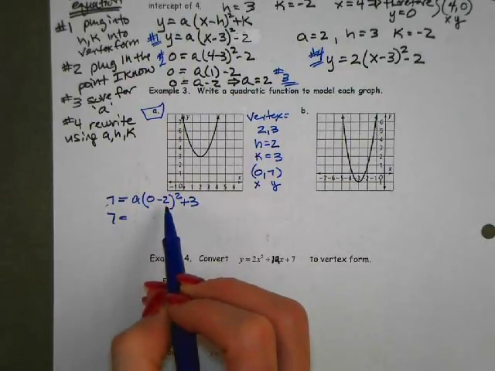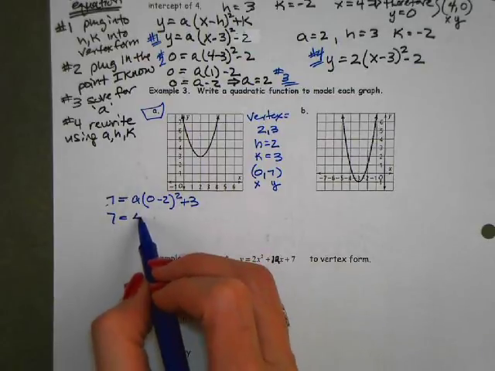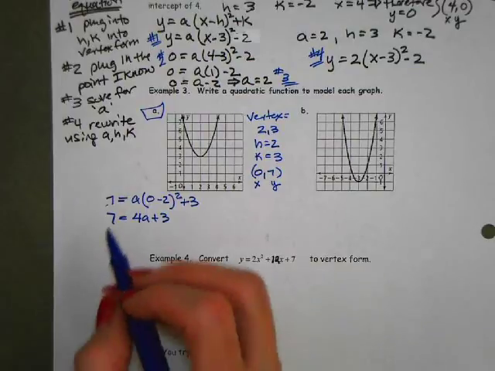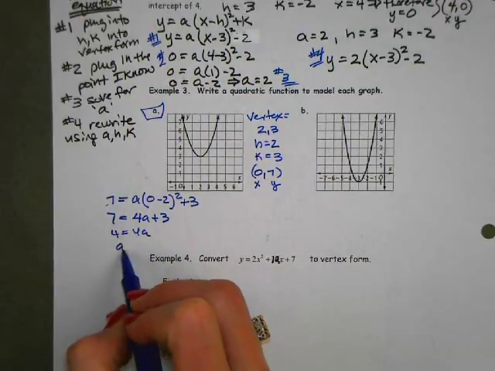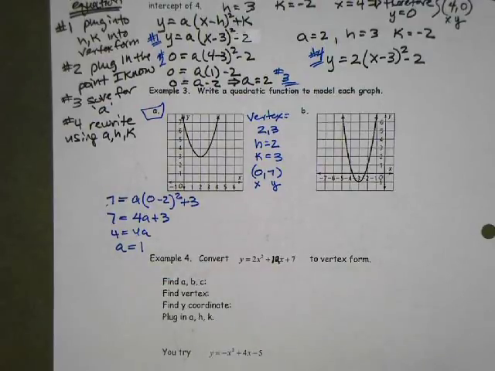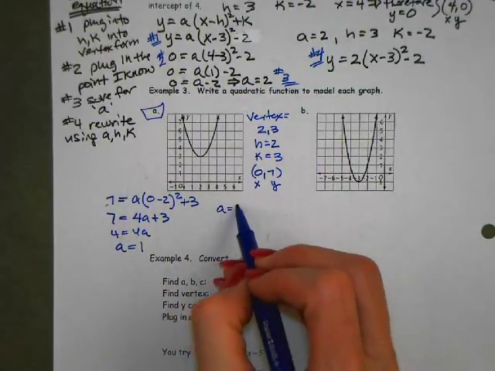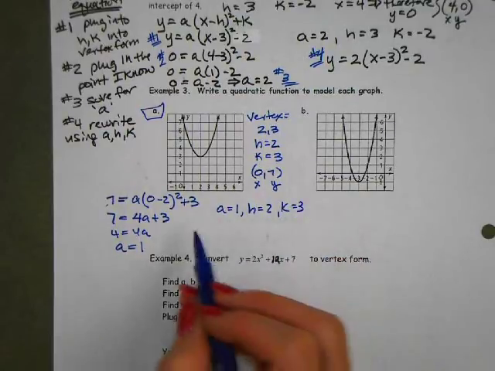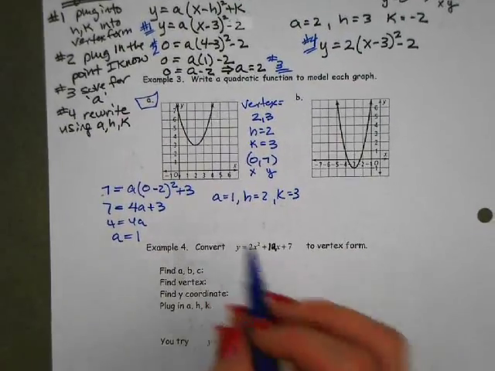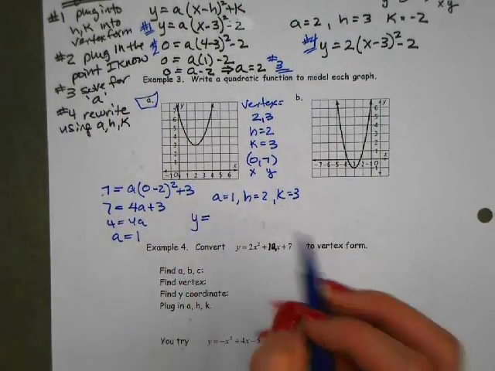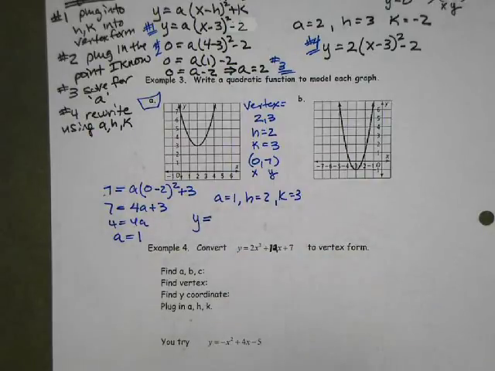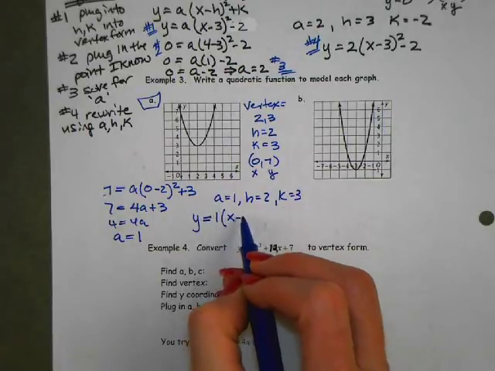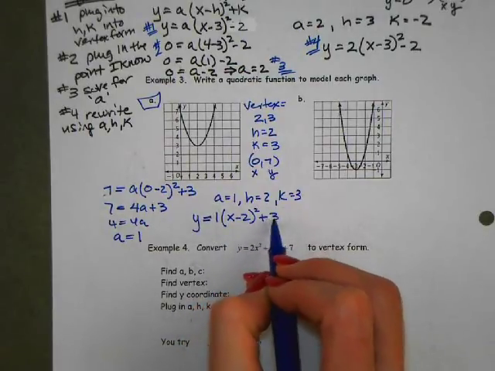So then I would get 7 equals, negative 2 squared is 4, so I have 4a plus 3. So I subtract the 3 from both sides, I'm going to get 4 equals 4a. What does a equal? It equals 1. So now I have an a, so a is 1, h is 2, and k is 3. Can I write the equation now? Okay, so I'm going to have y equals, a is just 1. You could write 1 or just leave it. Either way is fine. I'll do 1, and then parentheses, x minus 2 squared plus 3.